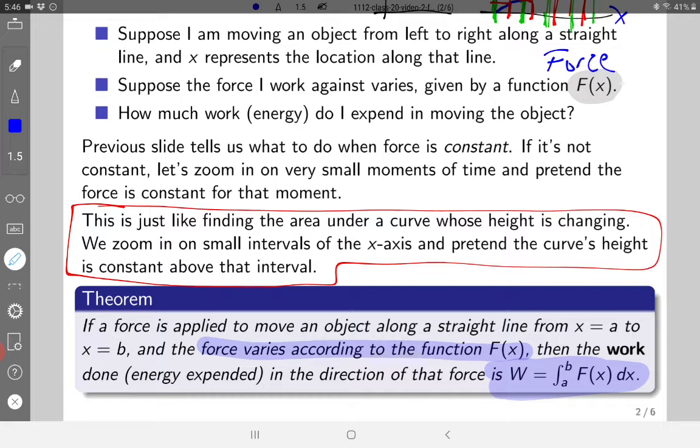In the area under a curve problem, we don't know how to find the area of a weird region, but we know how to find the area of a rectangle. In this problem, we don't know how to find the work or energy required to work against a changing force, but we know how to calculate the energy or work required to work against a constant force. And all of that's to say that we come up with this simple integral idea down here.